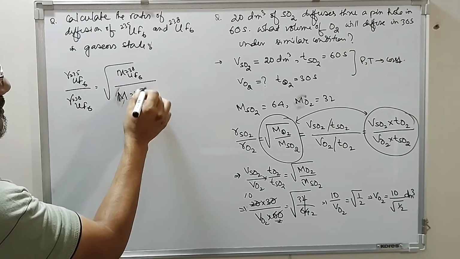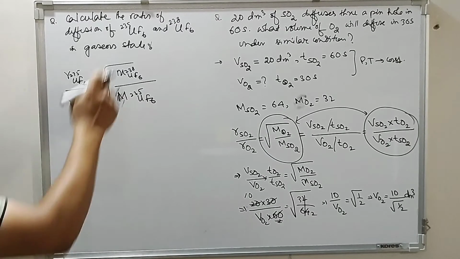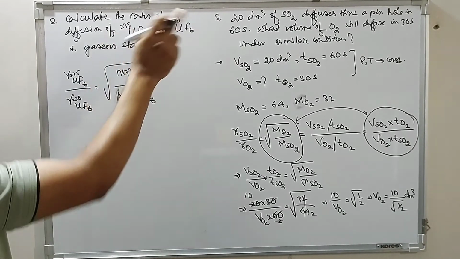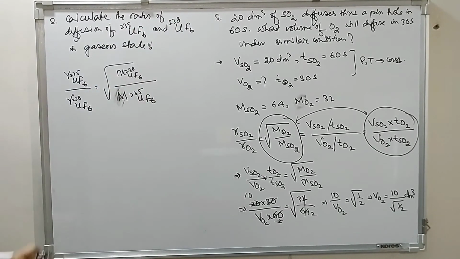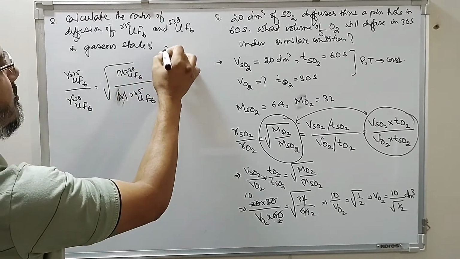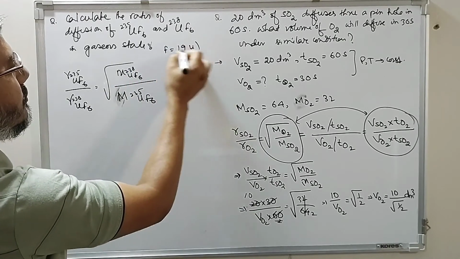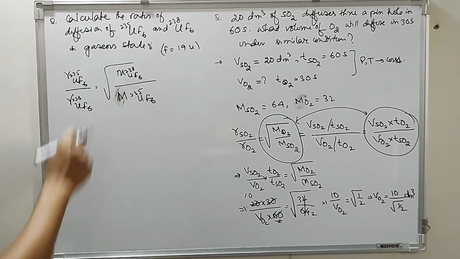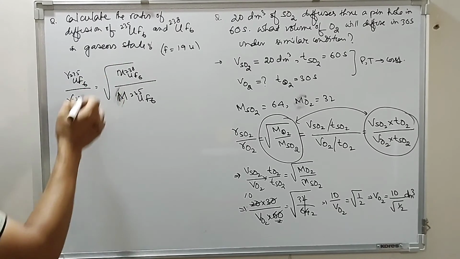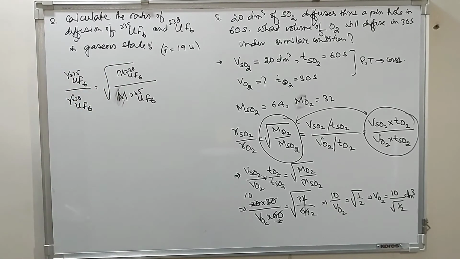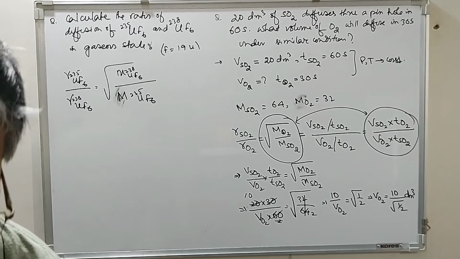The mass of uranium is given as 235 or 238, and fluorine is 19, so we can easily find the molar masses. With this ratio, which is the ratio of the rates of diffusion of these two gases, the value will be slightly greater than 1.